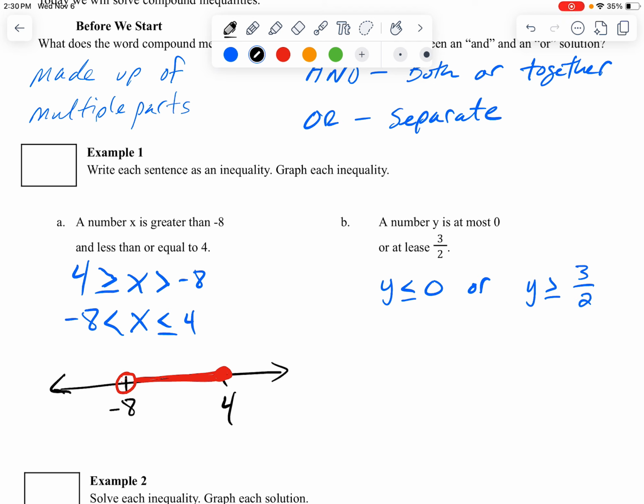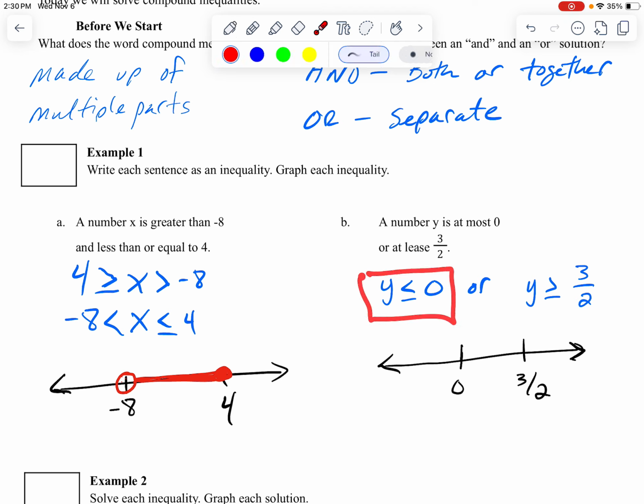So now when we graph this, we can still graph this, even though we've got two separate parts, because we've got an or. I can still put my 0 on here, and I can put my 3 over 2. But now, notice our graph. If y is less than or equal to 0, that means we're shading this way. And if y is greater than or equal to 3/2, we're shading this way. So we've got or equal to on both. I've got one going like this, and then the other one going like this.